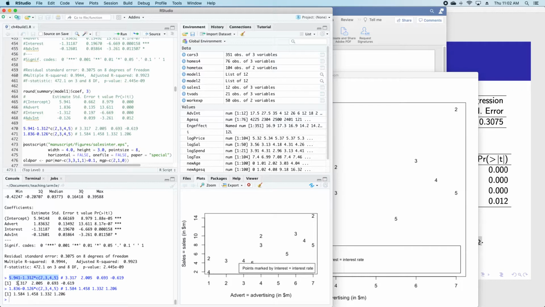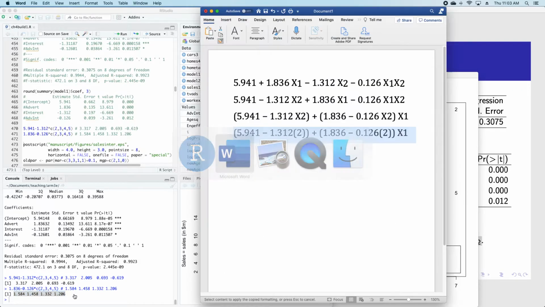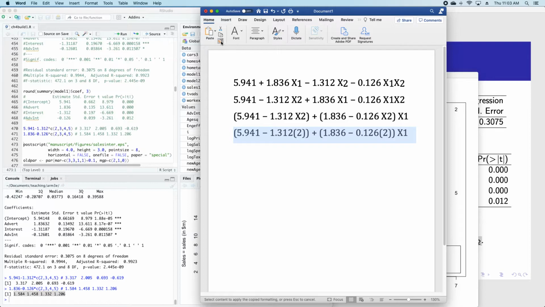And so these are the intercepts, and then the slopes is the other piece of the equation, 1.836 minus 0.126 times 2 and 3 and 4 and 5, and I get these numbers, 1.584, 1.458, and so on. Okay, so let's just go back here and keep going. Okay, so the 3.317, that's down here in the calculation that I did in R, and then 1.584, that's this number here. Okay, so this is what this equation simplifies to when x2 equals 2.